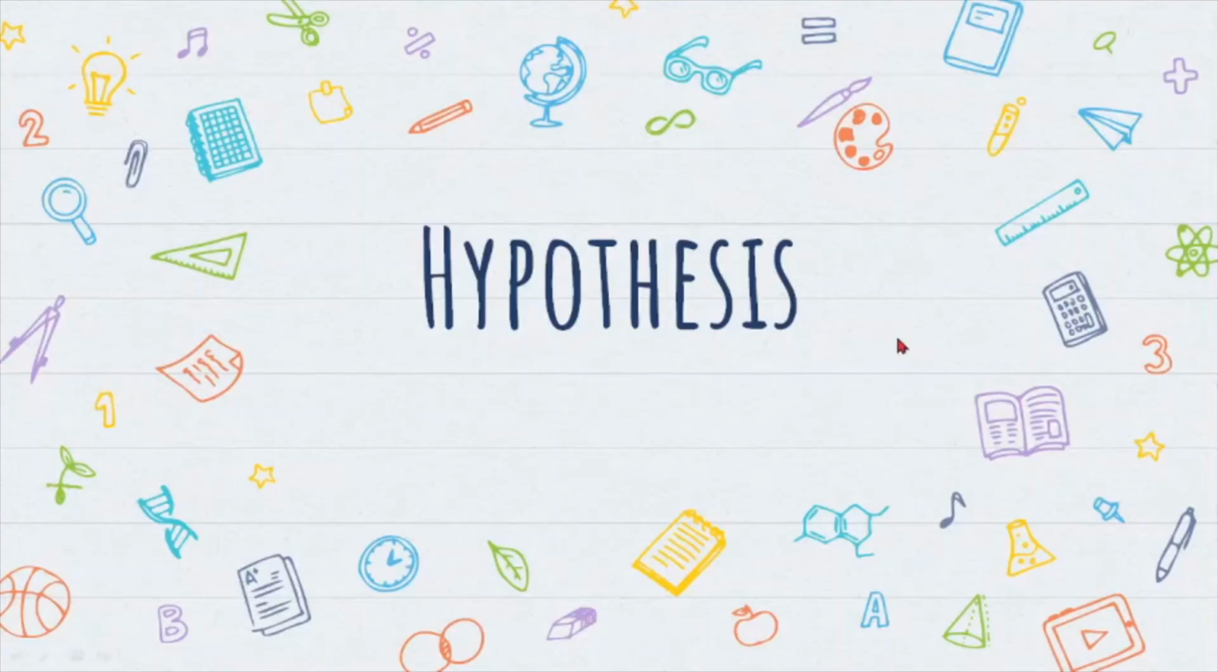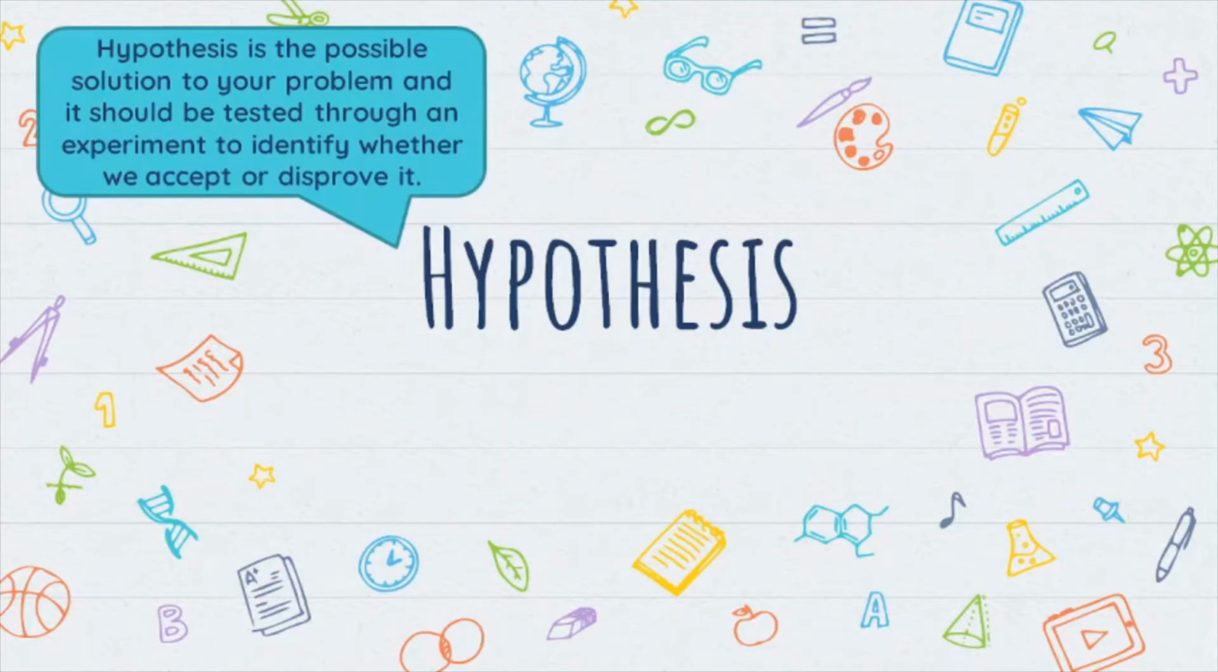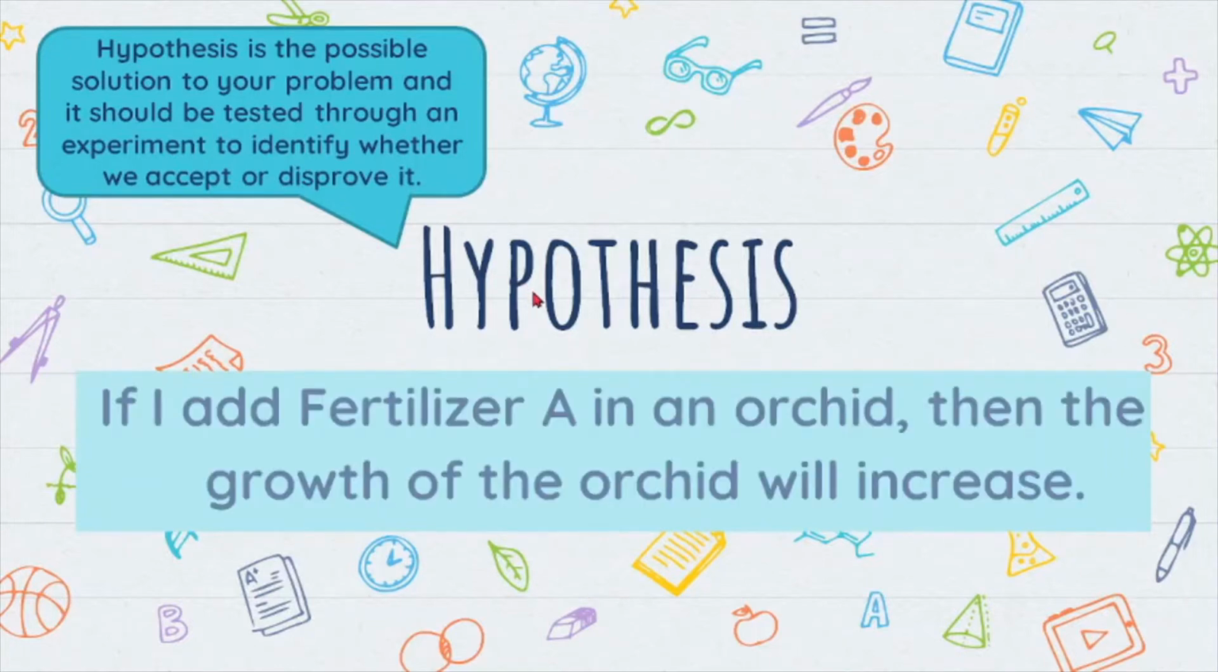Now, let us focus on the hypothesis. What is hypothesis again? Hypothesis is an educated guess which is also the possible solution to your problem, and it should be tested through an experiment to identify whether we accept or disprove it. So let us take this as our hypothesis. If I add fertilizer A in an orchid, then the growth of the orchid will increase. So as you can see, the format of hypothesis is it starts with if followed by then.